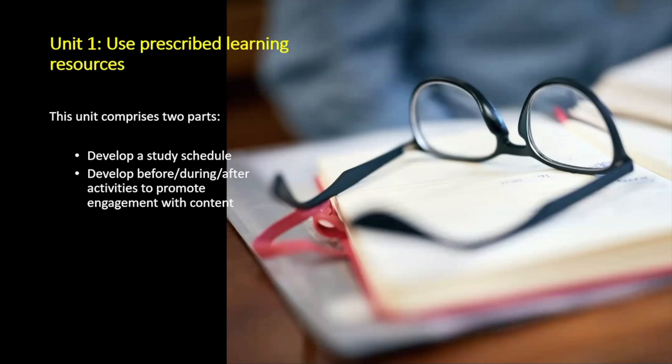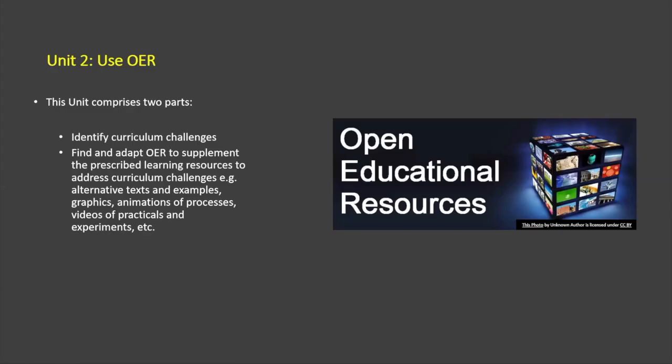The first unit deals with the use of prescribed learning resources, and here we will look at 2 different aspects: development of a learning or study schedule, and the development of activities that help learners to work independently with prescribed resources. In Unit 2, we will then try to identify the areas where there are usually challenges for learners in completing the curriculum, and then we'll try to find open educational resources to support the learners with those challenging areas.